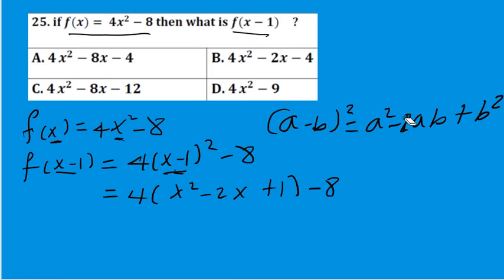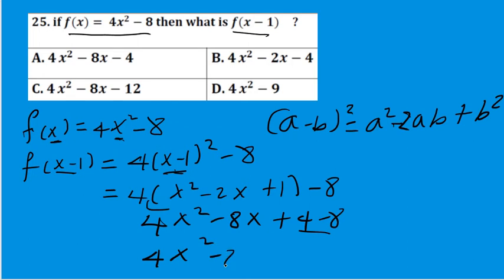This one is just 2, so minus 2ab. Therefore, the 4 will multiply each of them. So it will be 4x squared minus 8x plus 4 minus 8. We will simplify because there are like terms. So finally, it's going to be 4x squared minus 8x minus 4. The answer is going to be found in A. This is the first question for today.